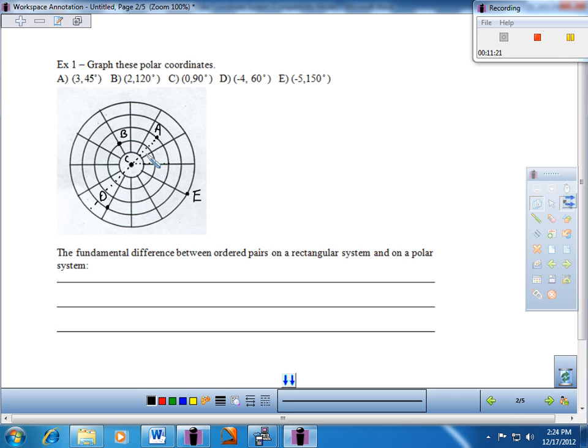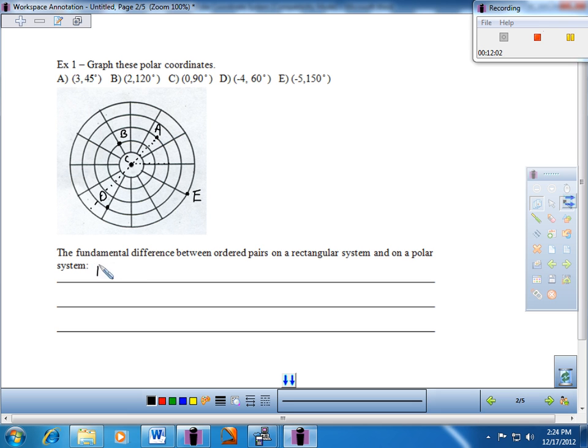Long story short, and we'll see this in play as we go through, there really are an infinite number of ordered pairs that match a particular point on the polar coordinate system. And that is a fundamental difference between the two systems. Okay, and we'll definitely go through that quite a bit here. So if you're just not quite sure how that would work, having multiple ordered pairs for this point, bear with it, and we'll definitely look at that situation. So it does say on your paper, let's get this taken care of, and then we'll move to the next piece. It says the fundamental difference between ordered pairs on a rectangular system and on a polar system.